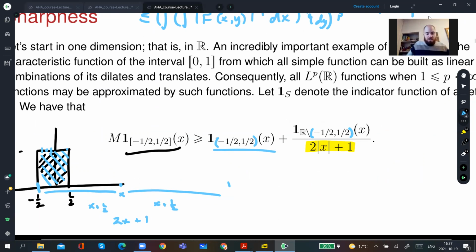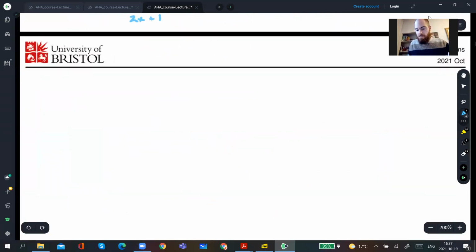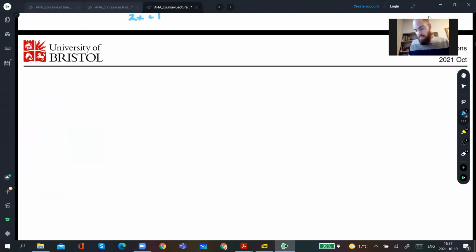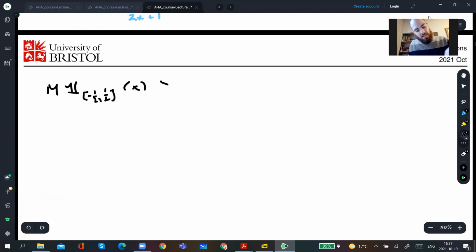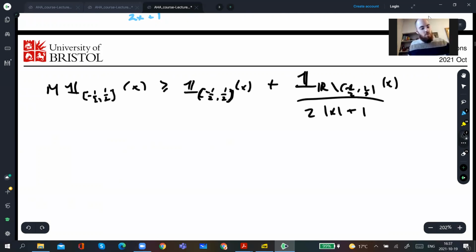And now it's just a straightforward computation, right? We're going to say that if I have the maximal function of the indicator of minus 1/2 to 1/2 of x is greater than or equal to 1 on minus 1/2 to 1/2, plus 1 over x plus 1 everywhere outside of that, open intervals. Well, we try and integrate this in L1.